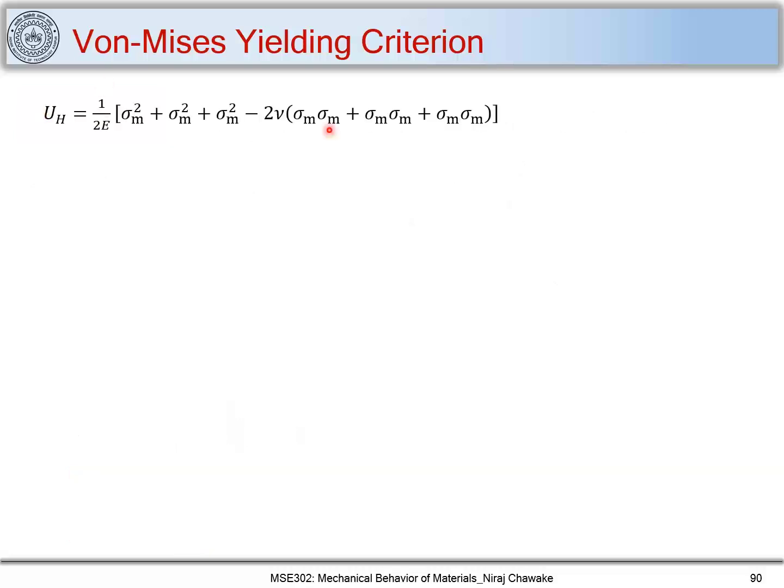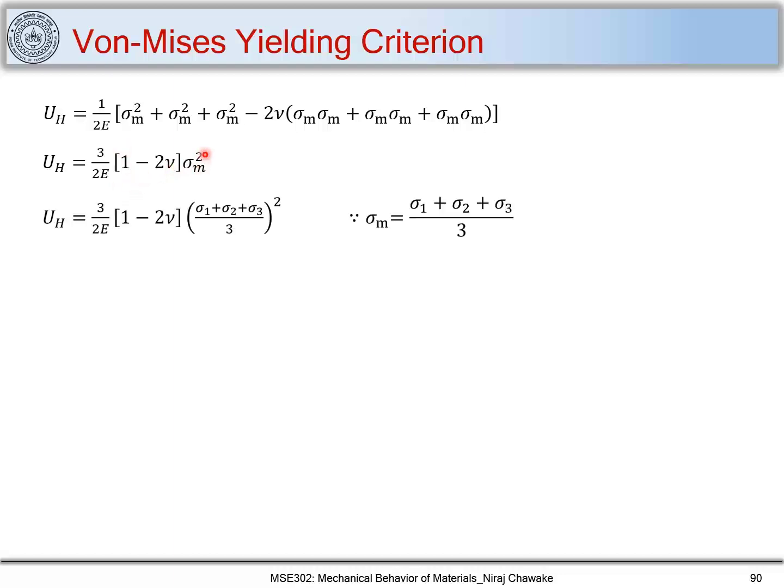So basically you use the u naught term, and in case of sigma 1 1, sigma 2 2 and sigma 3 3, you put sigma m. When you do that, it turns out to be 3 upon 2E into 1 minus 2 mu into sigma m square, which is the dilatational energy. I can find it out in terms of sigma 1, sigma 2 and sigma 3 by putting this value of sigma m, that is sigma 1 plus sigma 2 plus sigma 3 upon 3, and you can find out what is the dilatational strain energy.